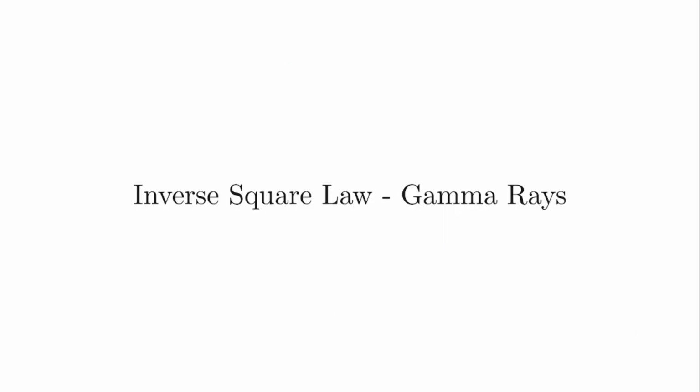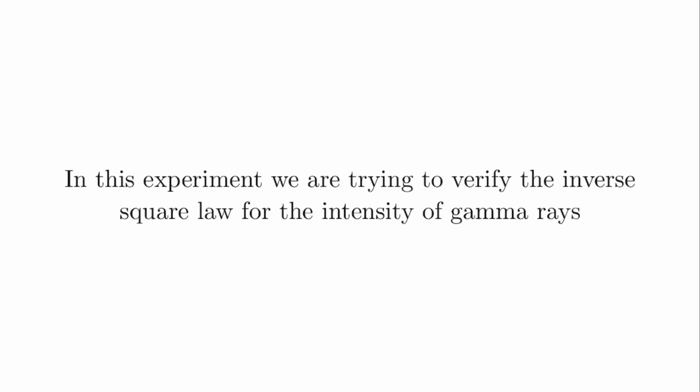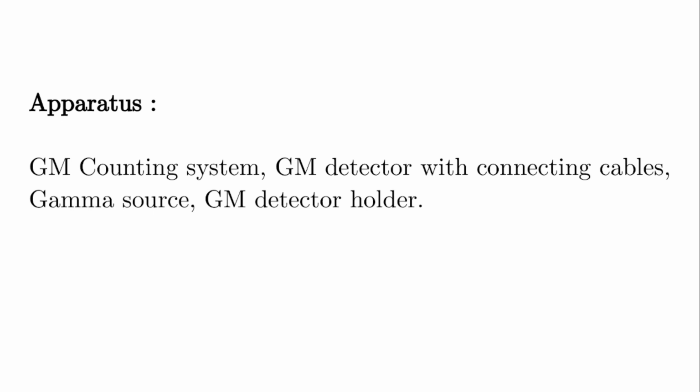Inverse square law for gamma rays. In this experiment, we are trying to verify the inverse square law for the intensity of gamma rays. Apparatus we are going to use is GM counting system, Geiger-Müller counting system, GM detector with connecting cables, a gamma source, GM detector holder.